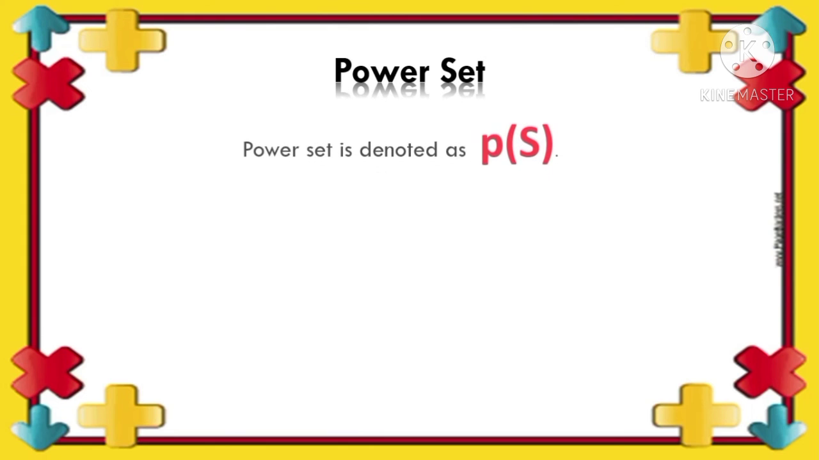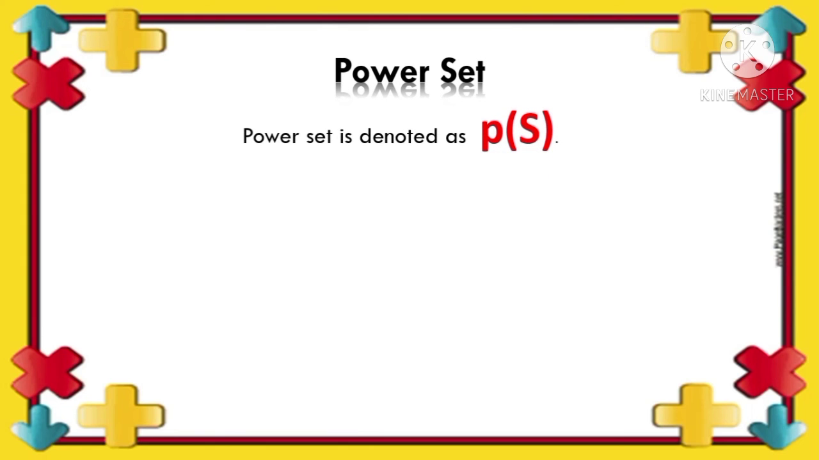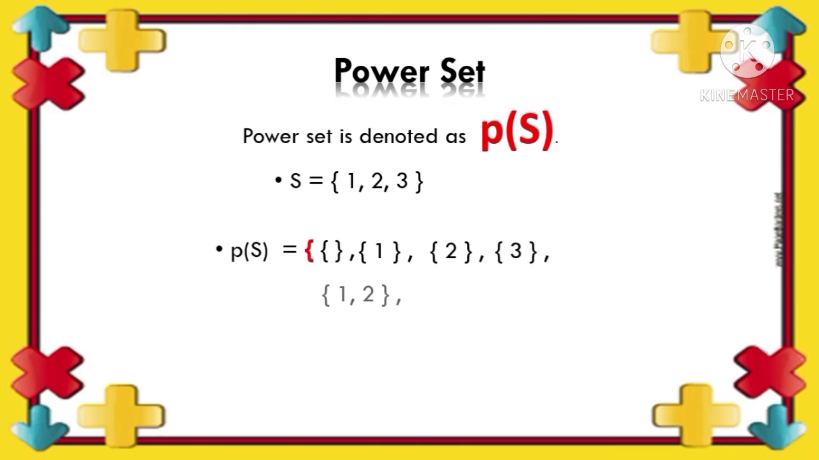Lastly is the power set. The power set is denoted as P(S), though the letter does not matter. For example, we have S = {1, 2, 3}, and those are the elements. For us to make the power set, we have P(S) = { }, start with an empty set, followed by {1}, {2}, {3}, then {1, 2}, {1, 3}, {2, 3}, and {1, 2, 3}. It's like you are writing all the sets that can be a subset of S.